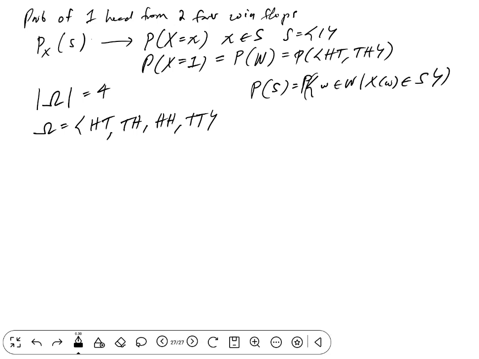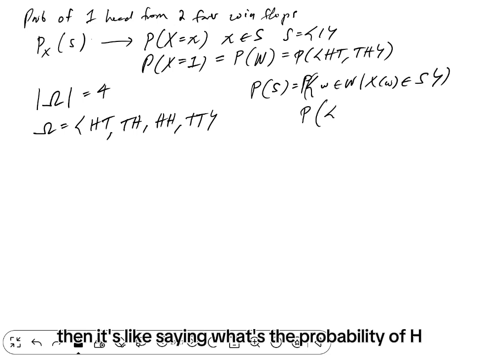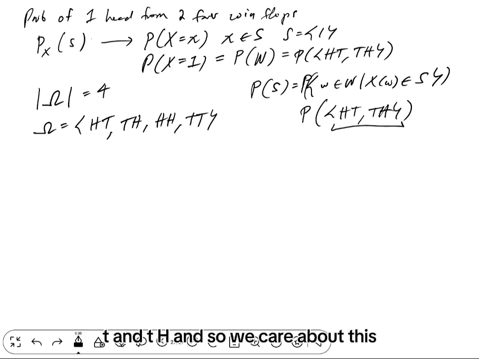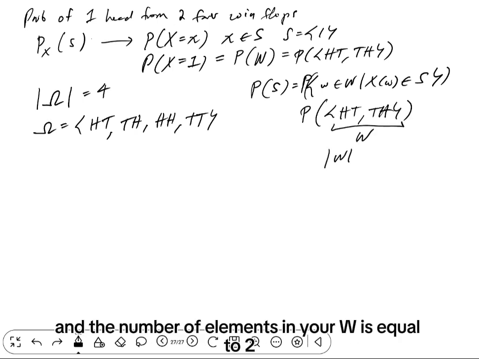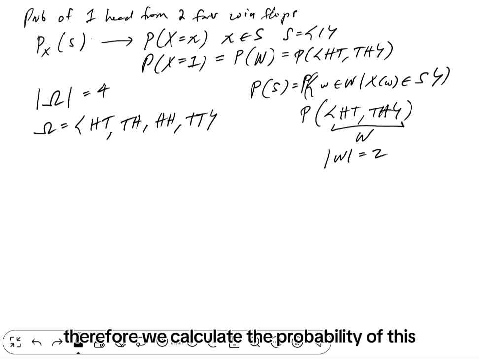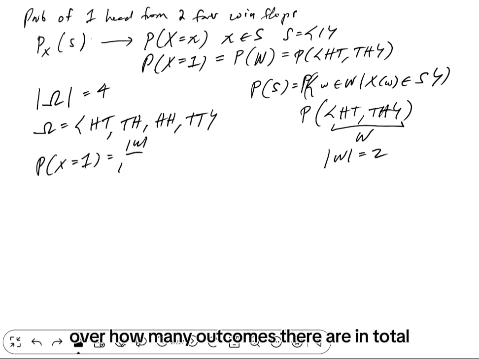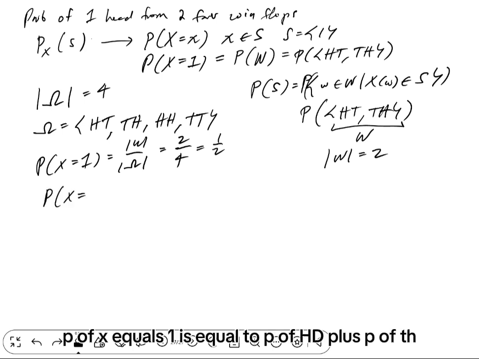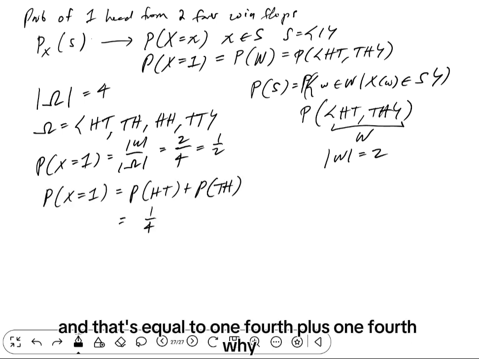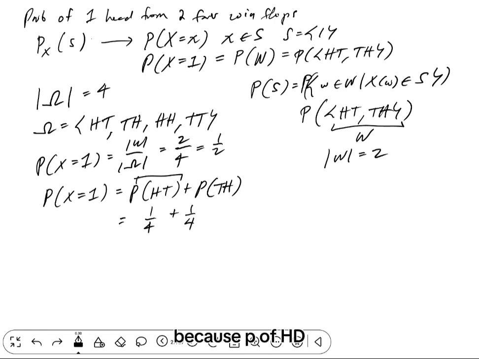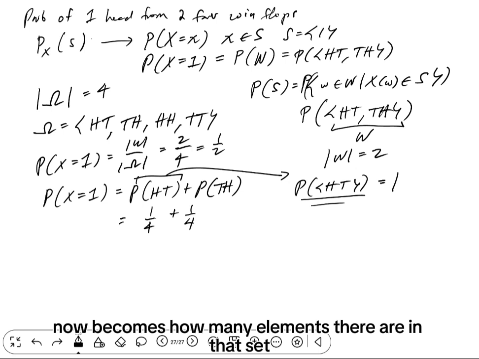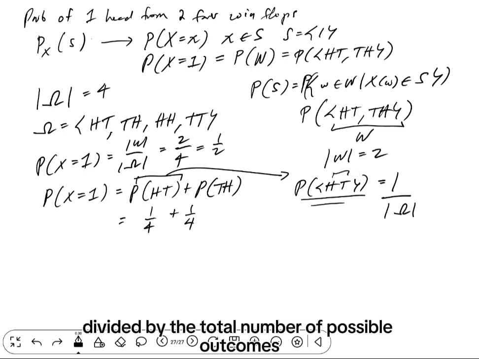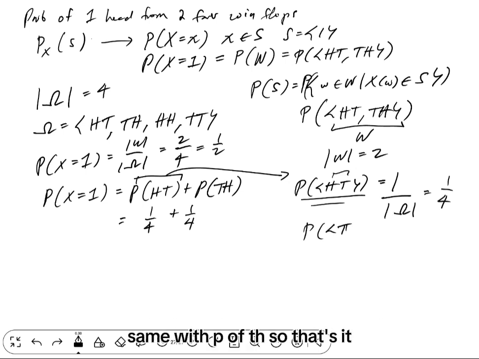Because P of S is equal to P of W, given X of W is an element of S, then it's like saying, what's the probability of HT and TH. And so we care about this, which is your W, and the number of elements in your W is equal to 2. Therefore, we calculate the probability of X equal to 1 as the size of W over how many outcomes there are in total. So that's 2 out of 4. That's 1/2. P of X equals 1 is equal to P of HT plus P of TH. And that's equal to 1/4 plus 1/4. Why? Because P of HT now becomes how many elements there are in that set, that's 1, divided by the total number of possible outcomes. This is equal to 1/4. Same with P of TH. So that's it.